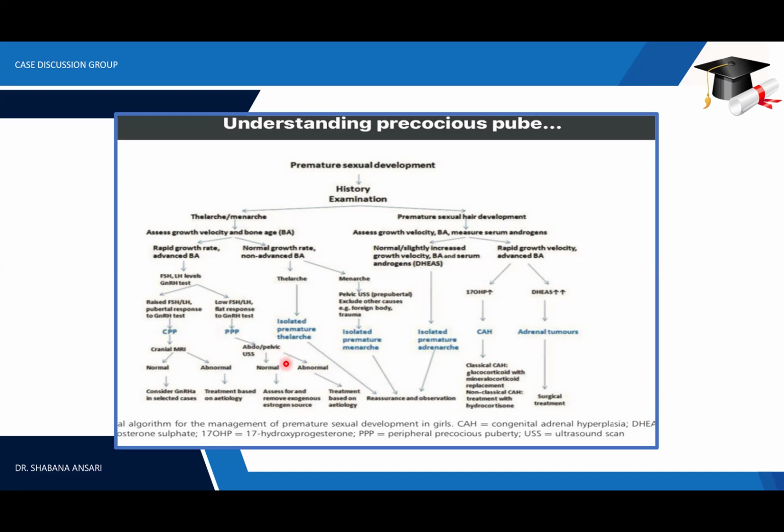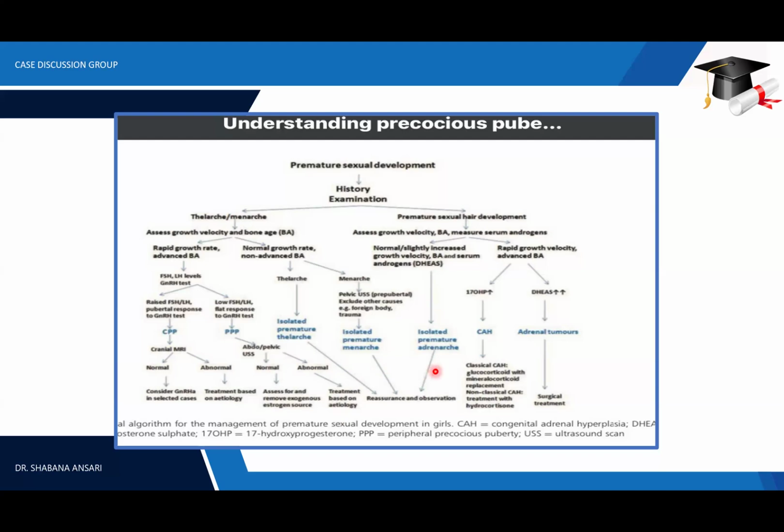Likewise, in peripheral precocious puberty, we have to find out the cause. Abdominopelvic ultrasound scan can reveal any ovarian pathology. CT adrenals can be done. And if it is normal, then we can also suspect any exogenous estrogen source. If any abnormality is found, like ovarian tumor or adrenal tumor, then we have to treat based on the etiology.